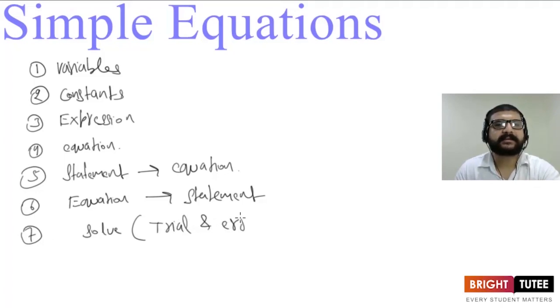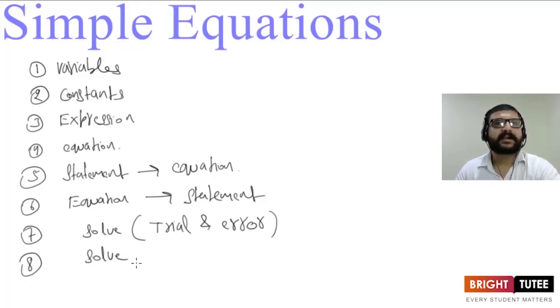In this method, we just take any value of the variable at random and then we substitute it and check whether it is satisfying the equation or not. If it is satisfying, then our job is done. Otherwise, we have to repeat the process with any other number. And then we have seen how to solve equations algebraically.